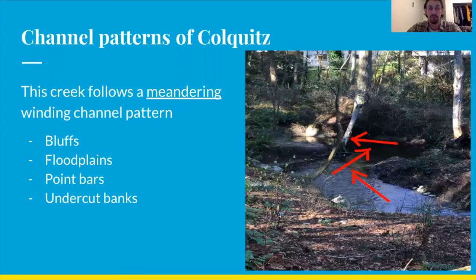The channel pattern of Colquitz River follows a meandering winding pattern. Evidence of this at the river is bluffs, floodplains, point bars, and the undercut banks. Essentially what happens is instabilities cause the thalweg to change direction and hit the banks of the river, and the hydraulic action causes a lot of erosion, and that causes a positive feedback loop where the river becomes meandering and eventually has this turning pattern that is happening overall. This also tends to happen with rivers on a gradual slope, which is the case for this river as well.